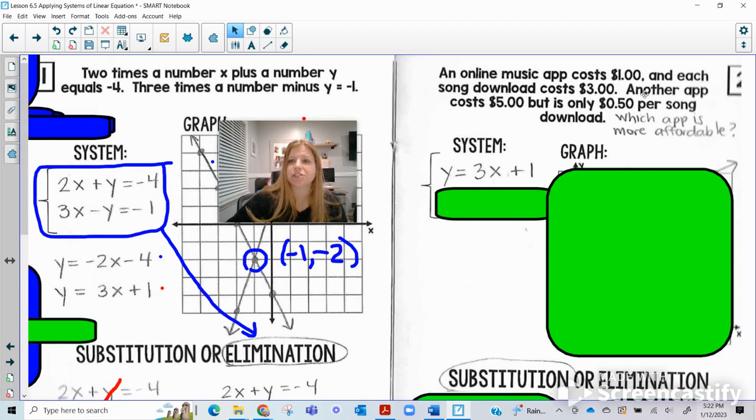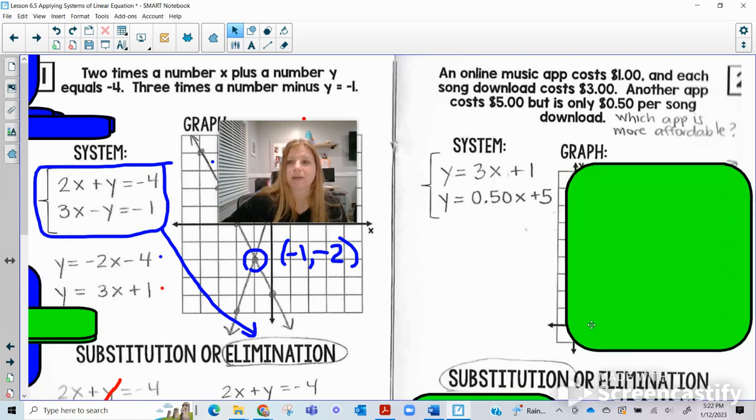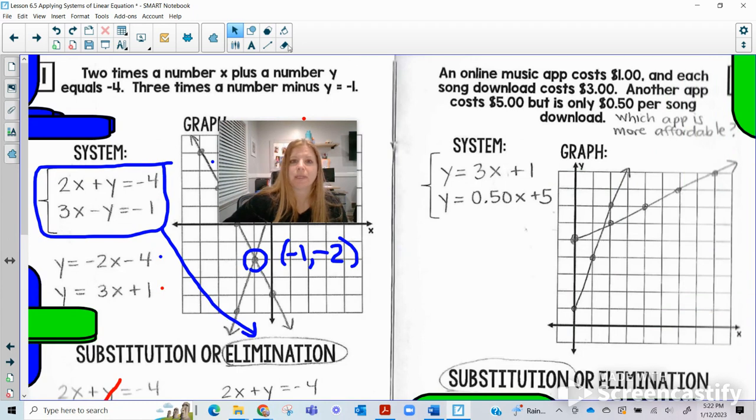Whereas then my second equation, another app costs $5. That's my one-time purchase, the $5. That's my y-intercept. But 50 cents per song, that's my slope. So that second equation would look like y equals 50 cents x plus 5. If you have the sheet, go ahead, pause, and graph. If not, you can take a look at my graphs here. I'm going to color code these for you so that you can see which one is which.